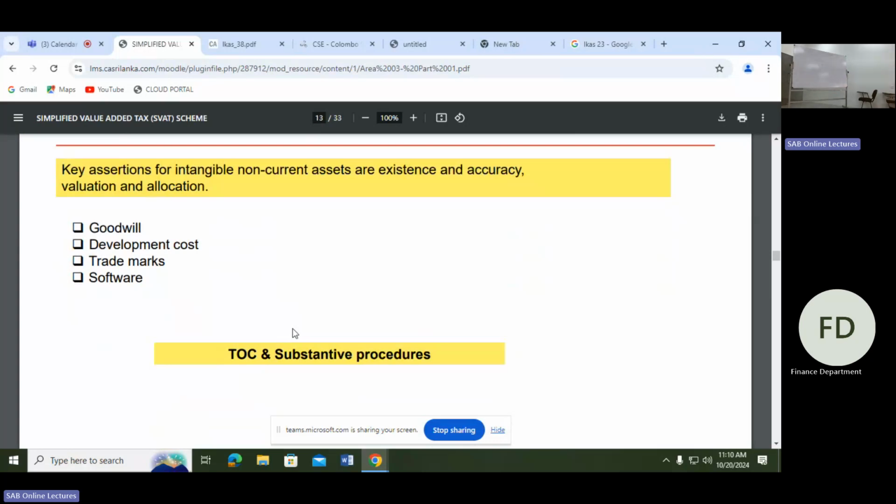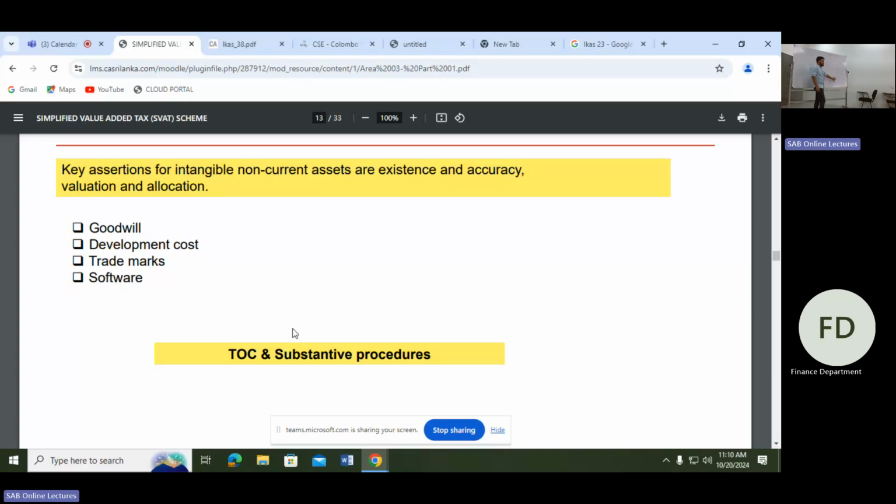So the tests of controls and substantive procedures will be decided by the auditor. I have not given any procedures here. Why? Because each and every item is different, right? I can't give exact procedures for development cost, goodwill, software, which are very different assets. So you can decide. My suggestion is you have to do this with a full substantive approach, because intangible asset transactions can't happen daily.